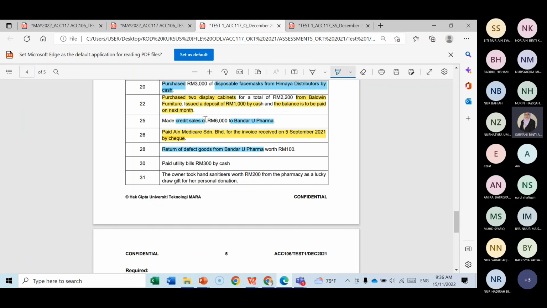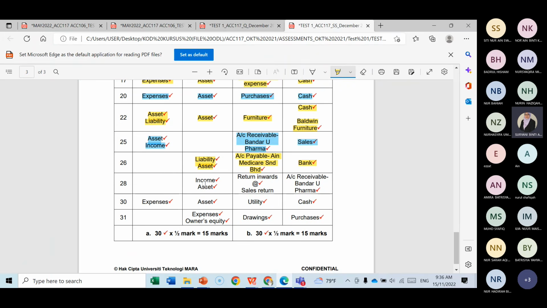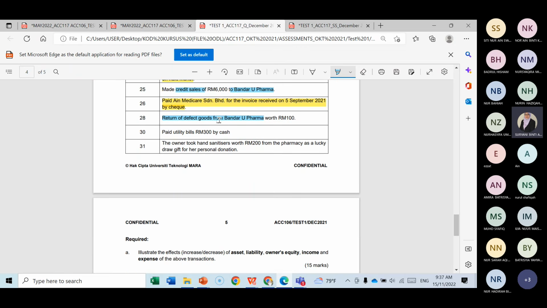Before this, he bought goods on credit. So when this business returns the good, we shall decrease its account. So there will be decrease in asset, and at the same time, decrease in revenue. So there will be decrease in asset and revenue or income. So decrease in income, you will debit the account. The name of the account is return inwards or sales return. Decrease in asset, you will credit the account receivable Banda U Pharma. Move to the second last.